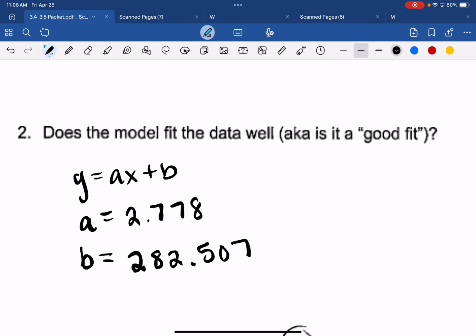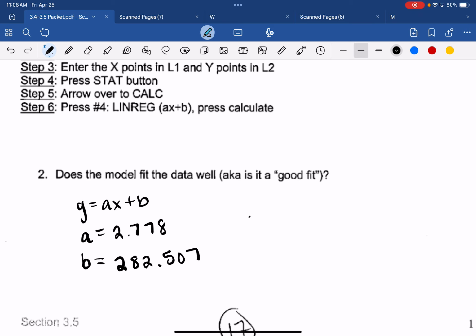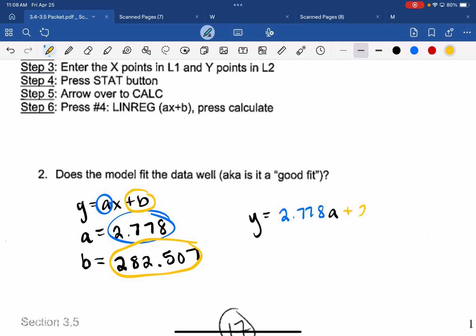Okay. We would just rewrite it. My A was this, so I'm going to write 2.778 for where my A goes in my equation. And that will be my y-intercept. Okay, so your calculator's doing all the math. You're just typing in, oh, that should be an X, not an A. Hold on. X. All right, so that's just getting our equation.